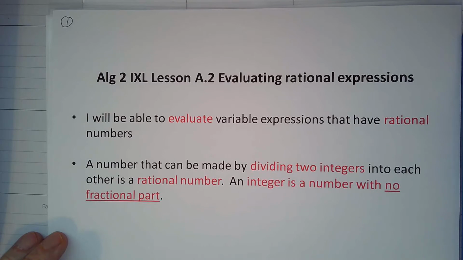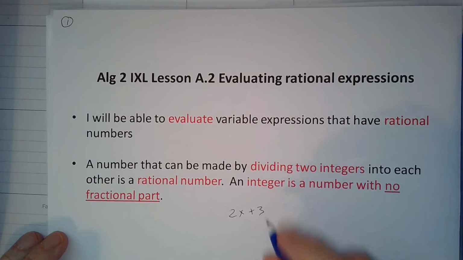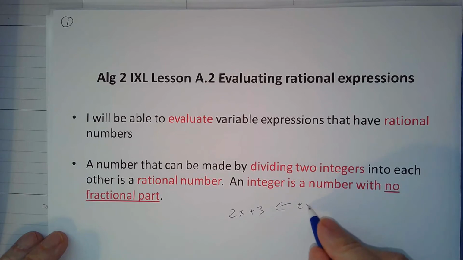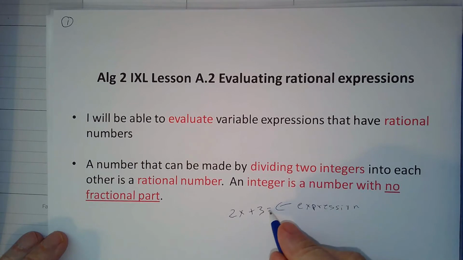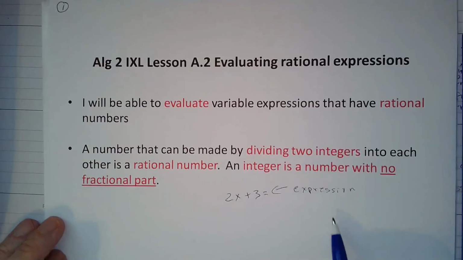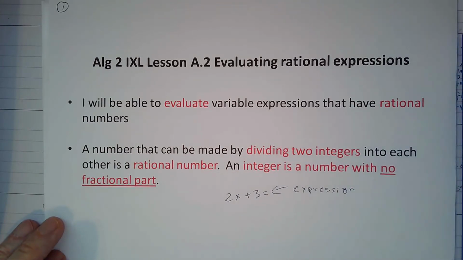So that would be like maybe 2x plus 3 is an example of an expression. And you might even put an equal sign after it, but without something on the other side, that's an expression, it's not an equation. Okay, so we call this an expression, where it's just a variable with some numbers involved.